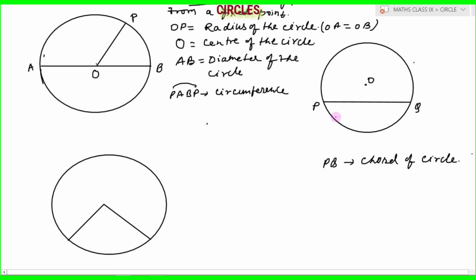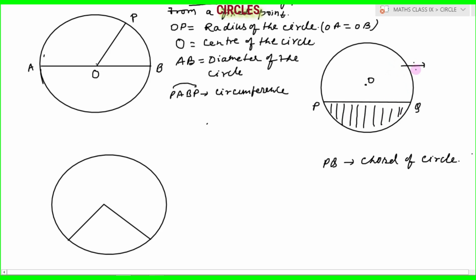So this line segment PQ is a chord. Okay, so what is a chord? We can define a chord as a line segment which joins any two points on the circle. Now we see in the given figure, this chord divides the circle into two parts. One part is up, another part is down. The lower part is this smaller part and the upper part is your larger part.